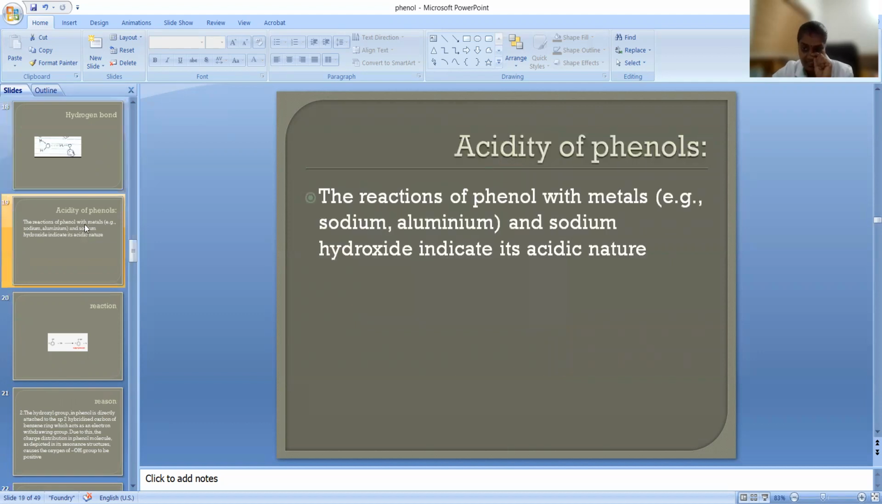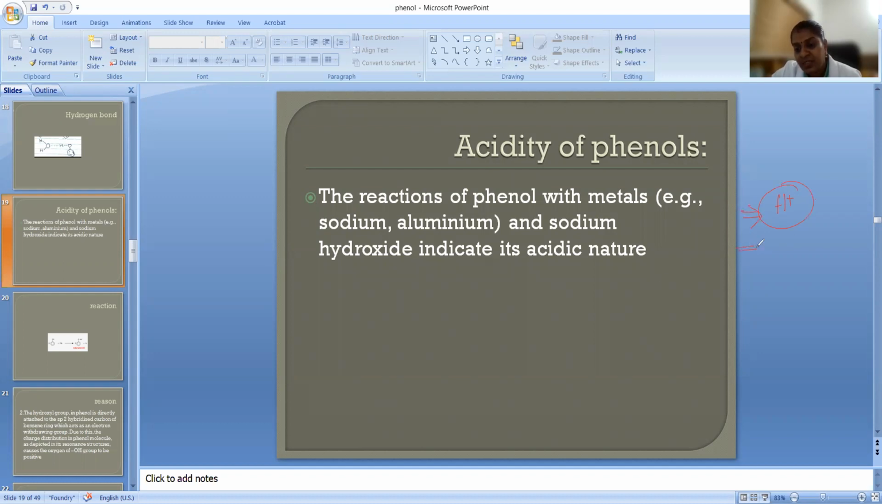Now, let us see the acidity of phenol. Let us see whether phenol is acting as an acid or not. We already know what an acid is. Acid is a substance which will donate H plus ion, right? The acid is a substance which will donate H plus ion.